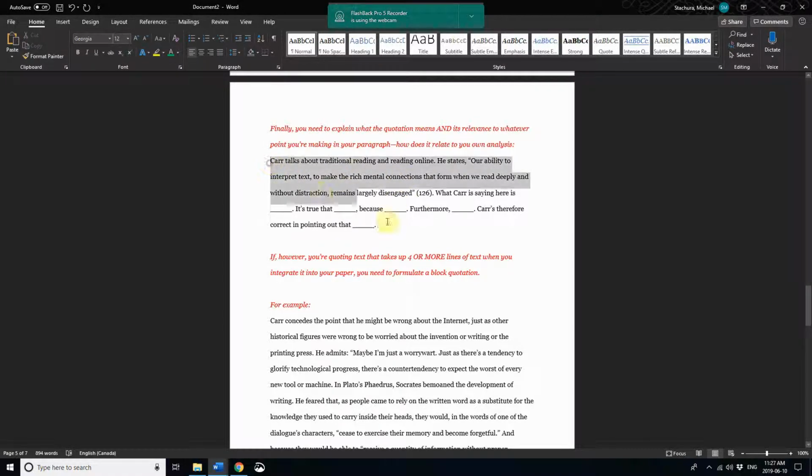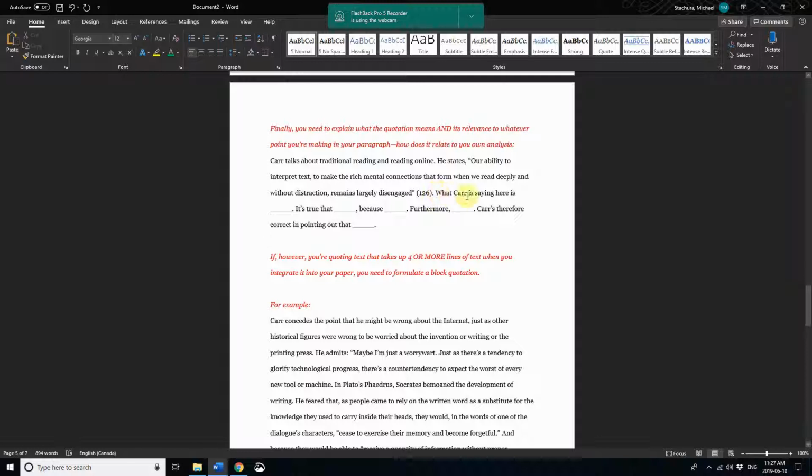So this is just to give you it all again. I introduced the quote. Carr talks about traditional reading and reading online. Context. He states, introduce the quote, our ability to blah, blah, blah. Okay, then I give the citation, which I just went over. The last thing you want to do is explain the quotation. Don't just move on to another point. You haven't explained anything to the reader. Why is this quote relevant? Why are you using it in your paper? How are you going to analyze it?